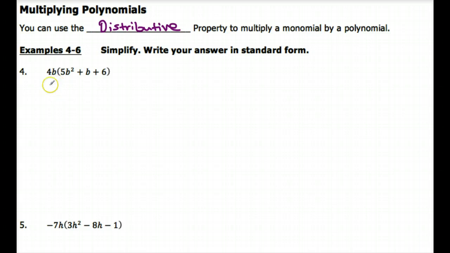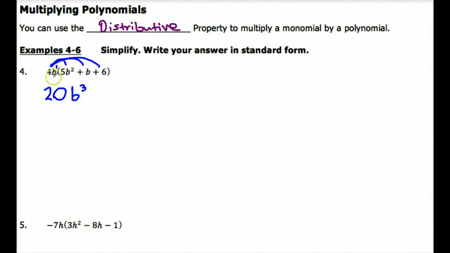Okay, so for number 4, we have the monomial 4b times the polynomial 5b squared plus b plus 6. So I'm going to be distributing this monomial 4b to each of the terms in my trinomial over here. Starting with 4b times 5b squared, we're going to take 4 times 5, which is 20, and then we'll take b to the first times b squared, which we know from the last unit is b cubed. You add your exponents of 1 and 2 to get b to the third.